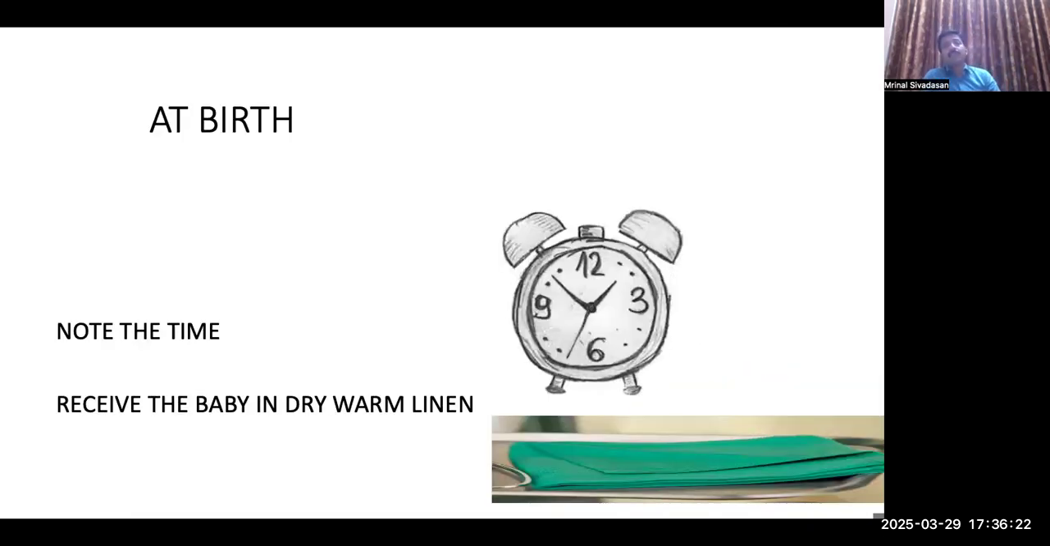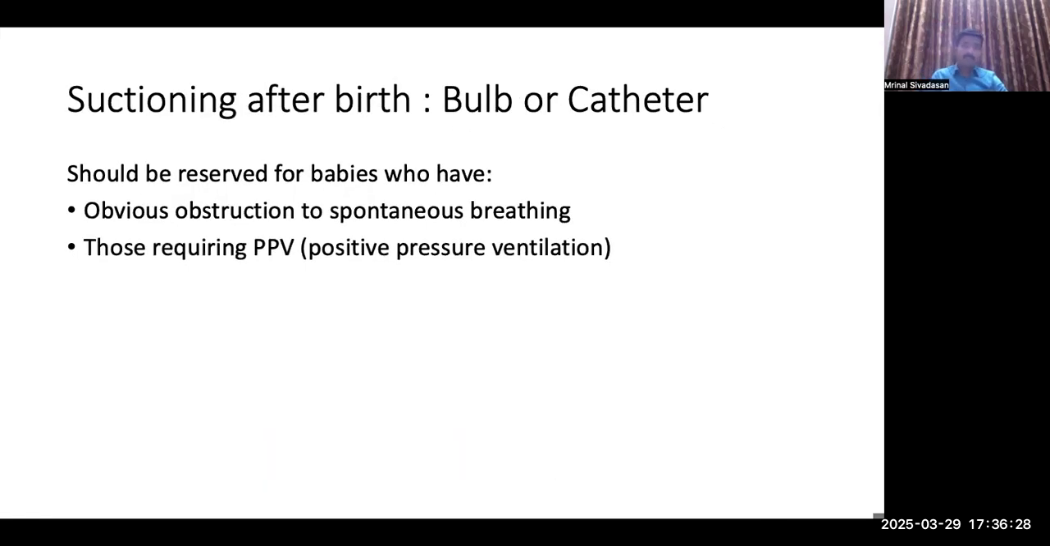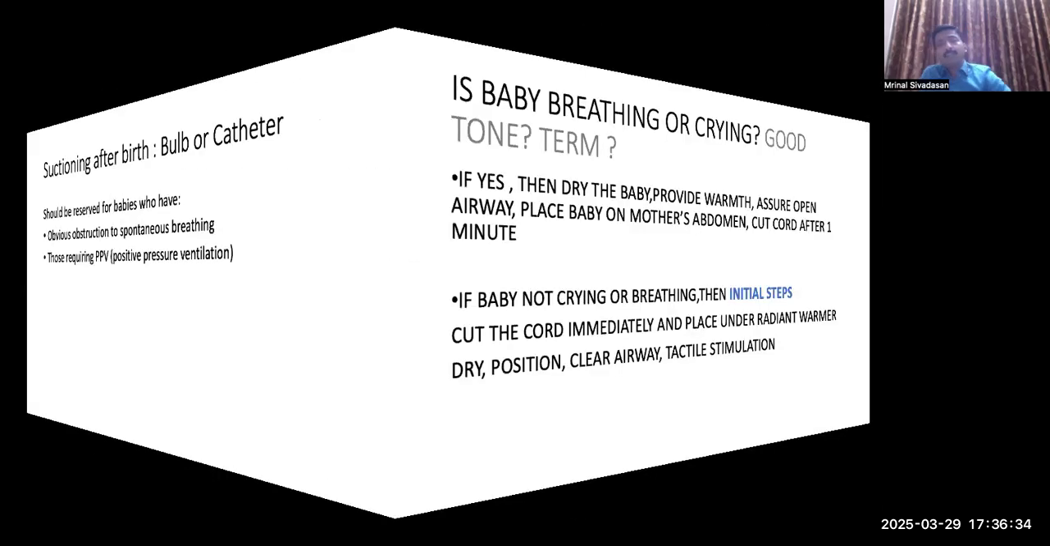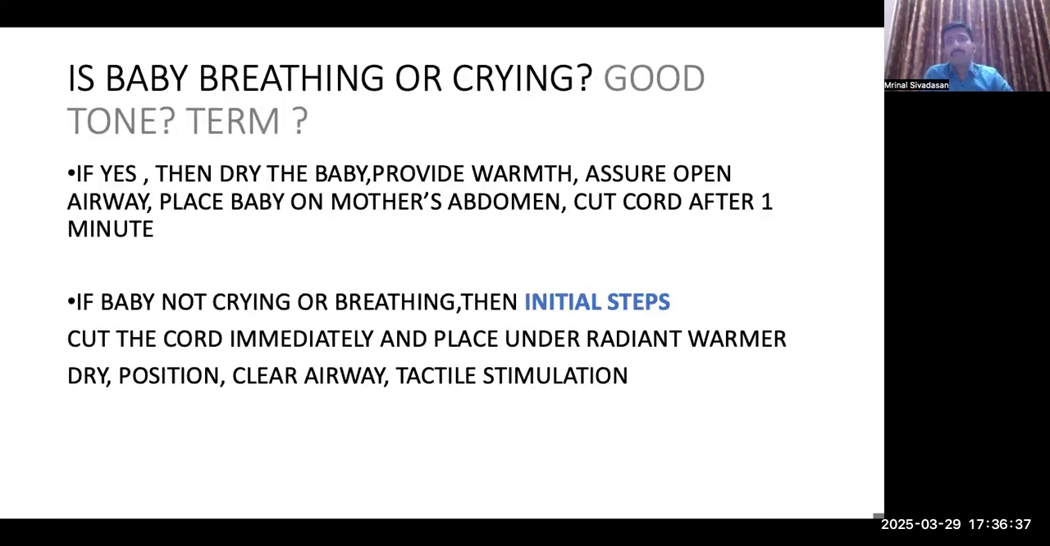At the time of birth, note the time and receive the baby in a dry, warm linen. Suction after birth should be done only if it is needed. See whether the baby is breathing. If the baby is breathing, the tone is good and the baby is term, then keep the baby on the mother's abdomen, provide warmth and assure an open airway, dry and stimulate the baby, and cut the cord after 1 minute.